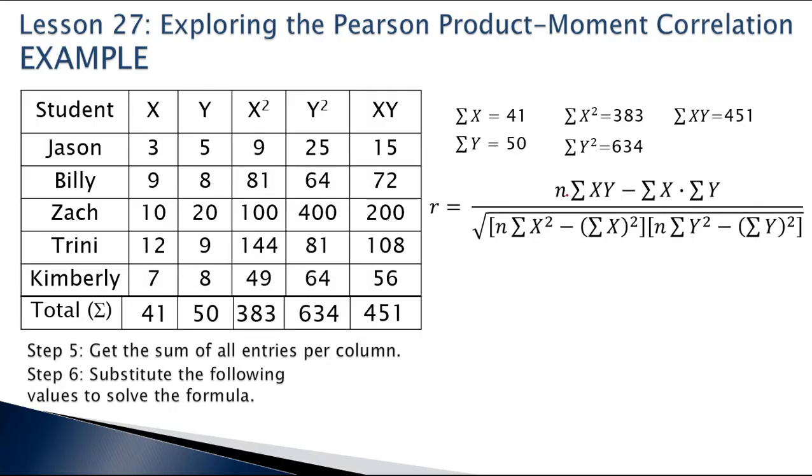Ayan. So, sa ating Pearson product. Sir, ano po yung n? Yung n natin is the number of rows or kung ilan yung data natin. So, dito, bibilangan natin 1, 2, 3, 4, 5. So, ang n natin ay equal sa 5.